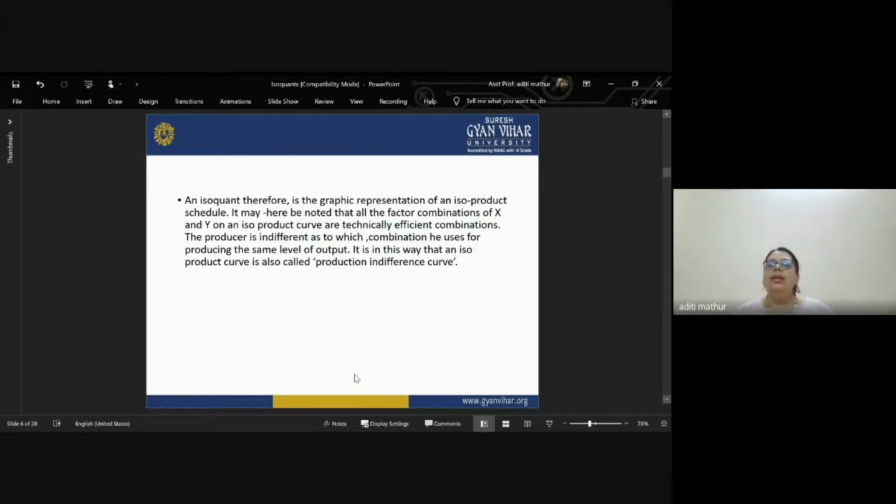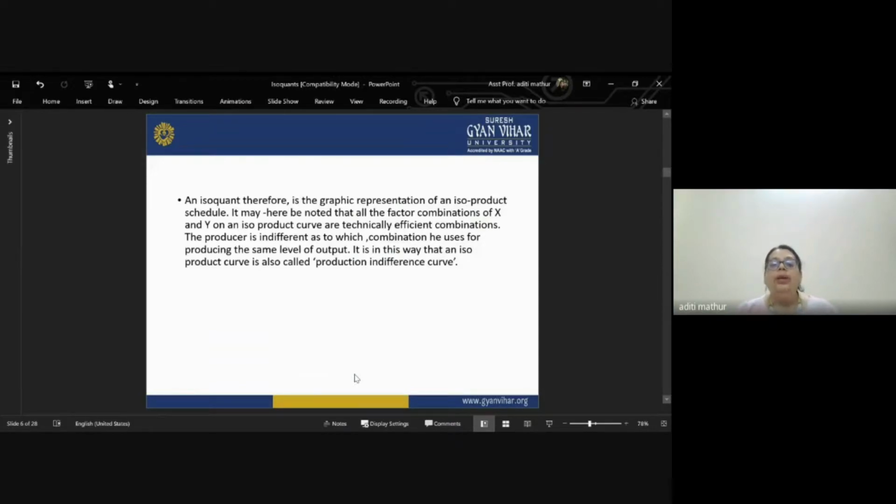An isoquant, therefore, is a graphical representation of an iso-product schedule. It may here be noted that all the factor combinations of X and Y on an iso-product curve are technically efficient combinations. The producer is indifferent as to which combination he uses for producing the same level of output. It is in this way that an iso-product curve is also called a production indifference curve.